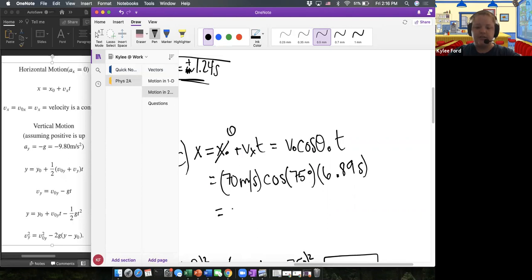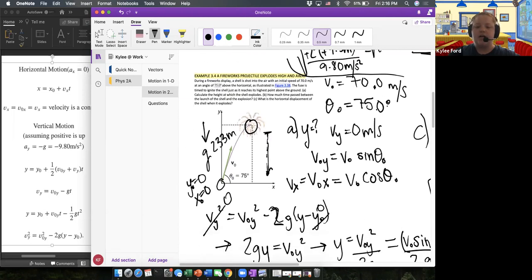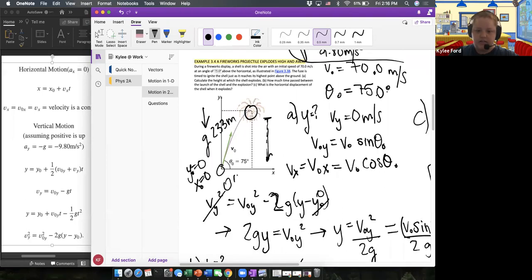Now, again, using my calculator. Calculators are your best friends right now. 70 times cosine of 75 degrees times 6.89. That comes out to 125 meters approximately. Okay. So now my horizontal component is 125 meters. Okay.